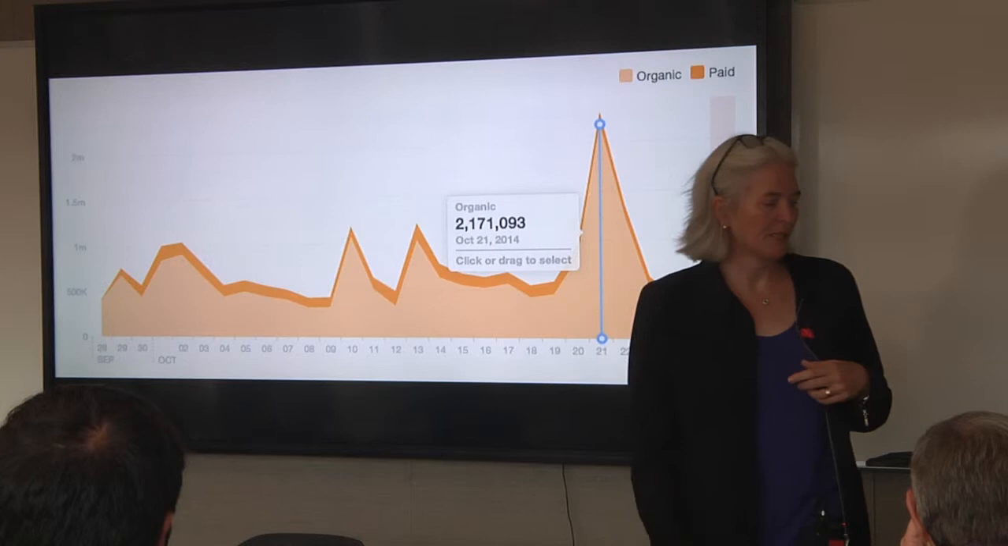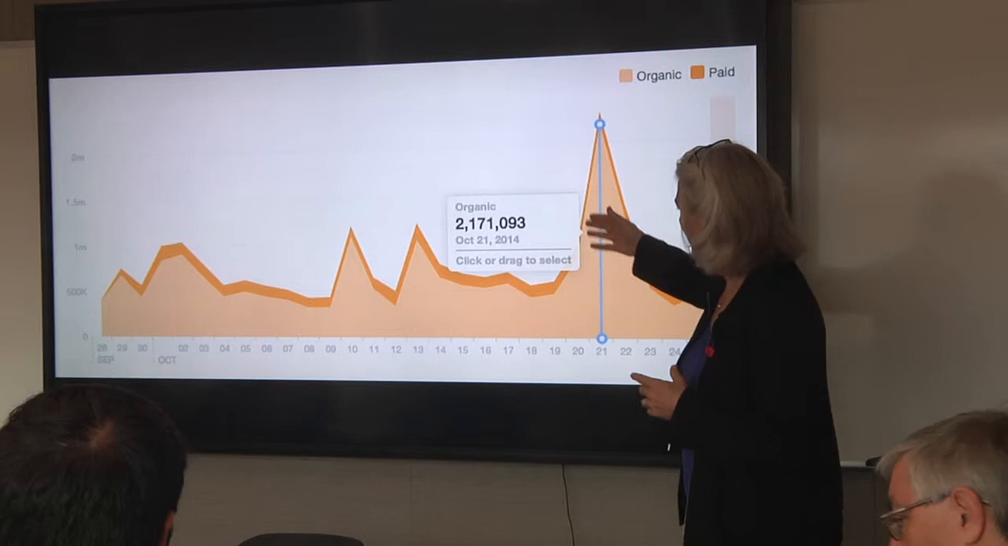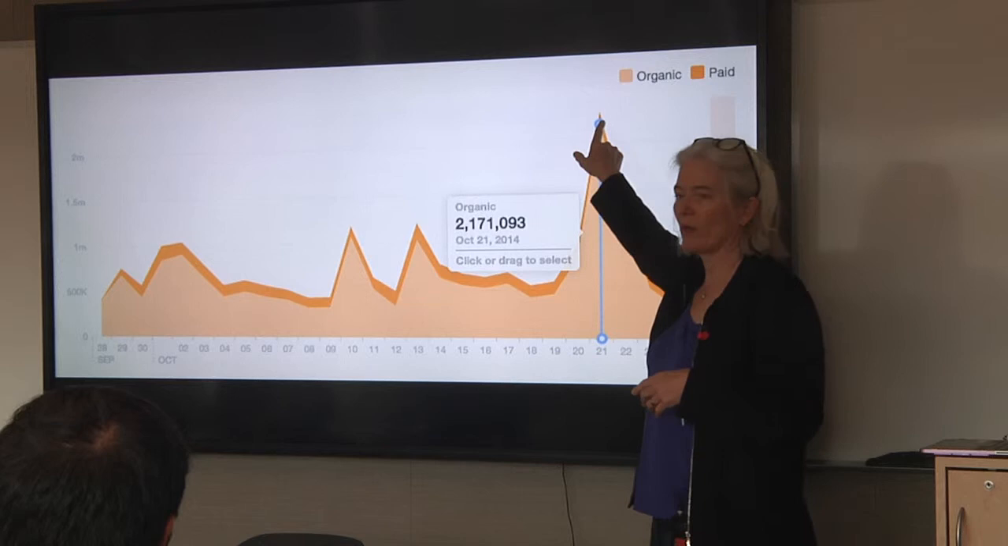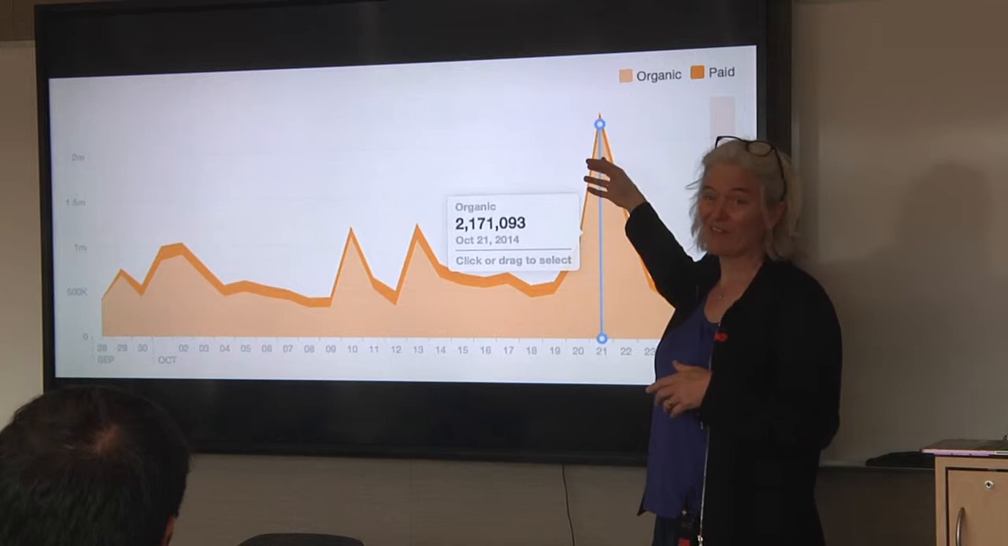This is just a graph showing October 21st, 2014. This is our Facebook page, from the Free Press Facebook page, and it showed that this particular post reached 2.1 million people. Huge difference, but still a significant amount.